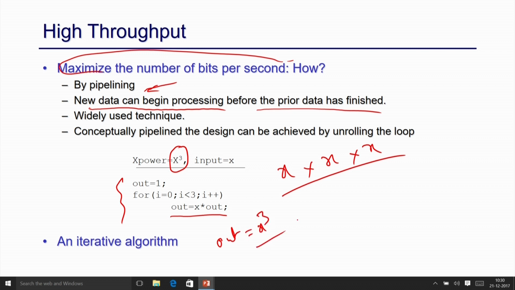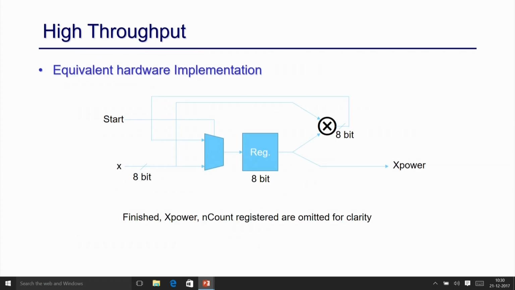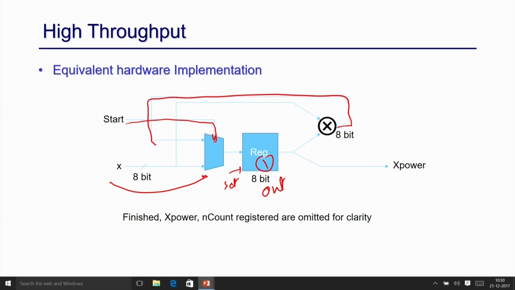This is the iterative algorithm, and its equivalent hardware will be like this. You have these registers, this is out. Initially you just store x. When your start signal comes, you store x here, and you multiply this x into out. Initially this is set to 1. This has a set signal and is set to 1 initially, and you multiply and store this back to the register.